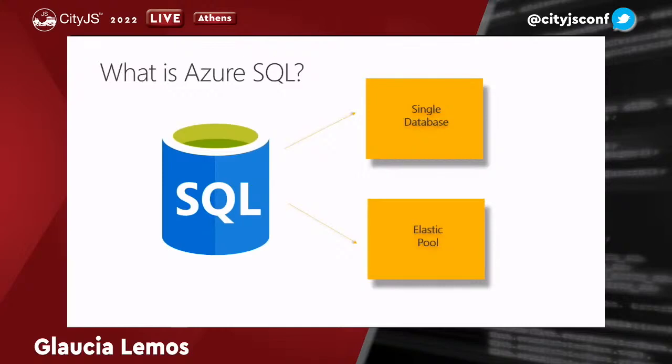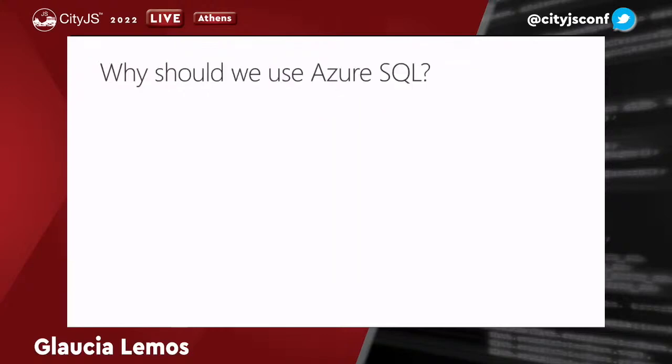This option is optimized for modern application development of new cloud-born applications using the multi-tenant SaaS application pattern. That's why Elastic Pools provide a cost-effective solution for managing the performance of multiple databases that have variable usage patterns. Now let's discuss a little bit more why we should use Azure SQL. What are the benefits of using Azure SQL?